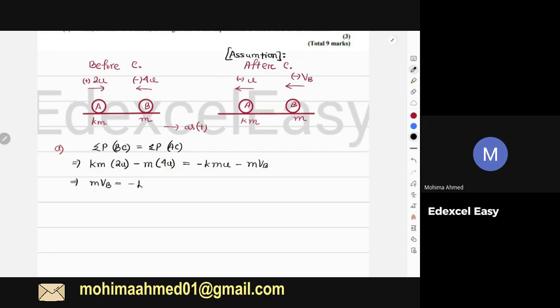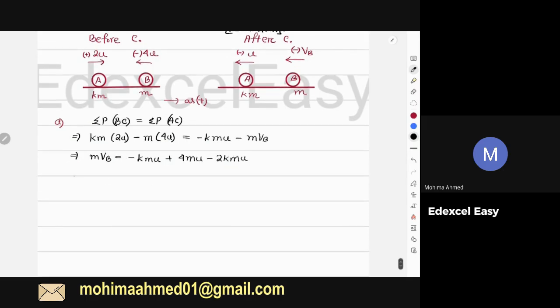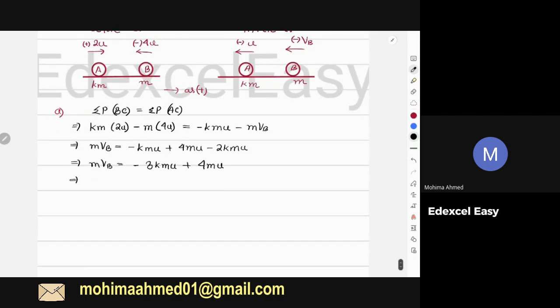If I take everything to the kmu side and make mvB the subject, then we have minus kmu plus 4mu and minus 2kmu. I basically took everything to the right-hand side and took this to the left-hand side to make vB positive. So we get mvB equals kmu and minus 2kmu, which is going to be minus 3kmu plus 4mu. From there, I can take m as a common factor, which gives me 4u minus 3ku.